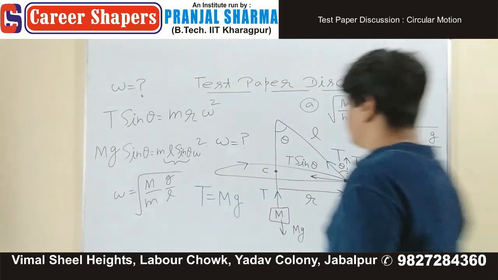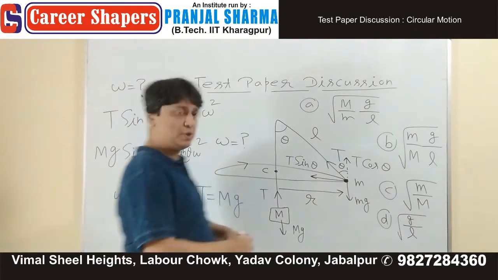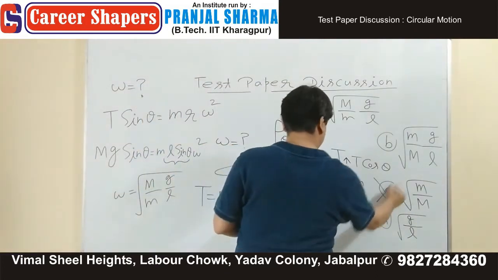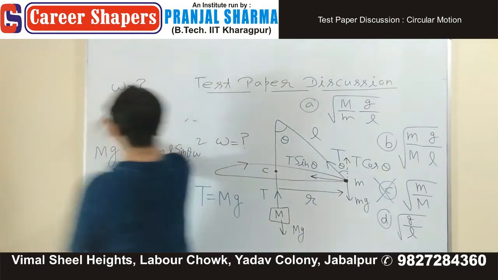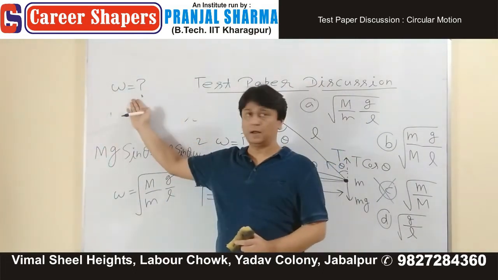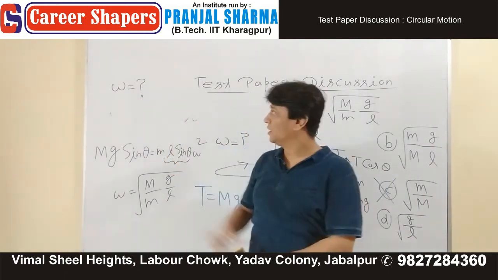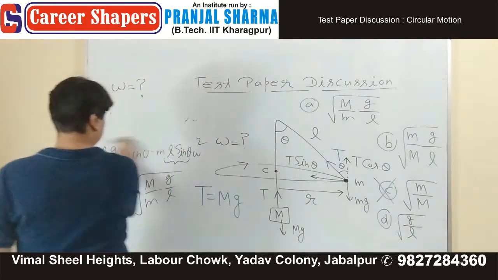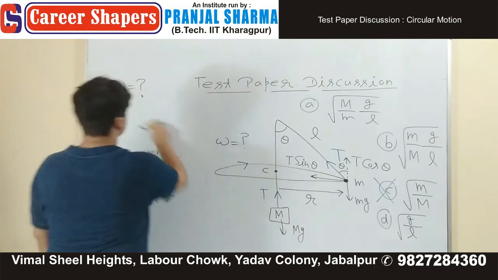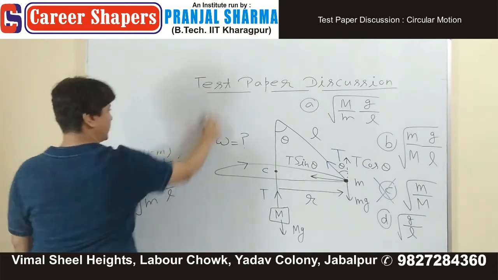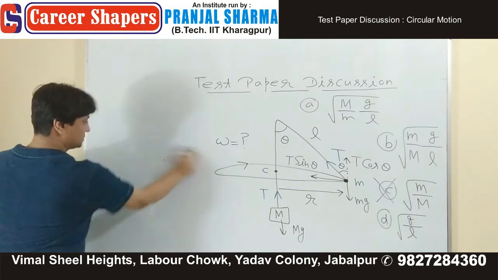Now, how many of you are comfortable with this, that C cannot be the correct answer? The moment you look at omega, which you need to answer, and you look at option C, you immediately know that C is not the correct one. If you understand this part, then write down yes in the comment box.